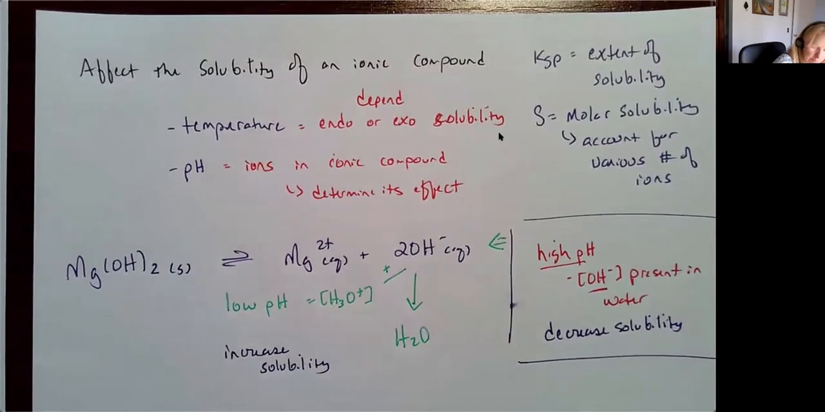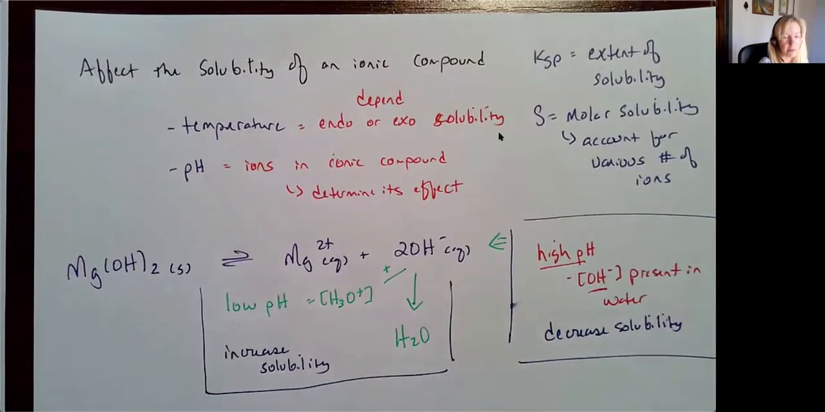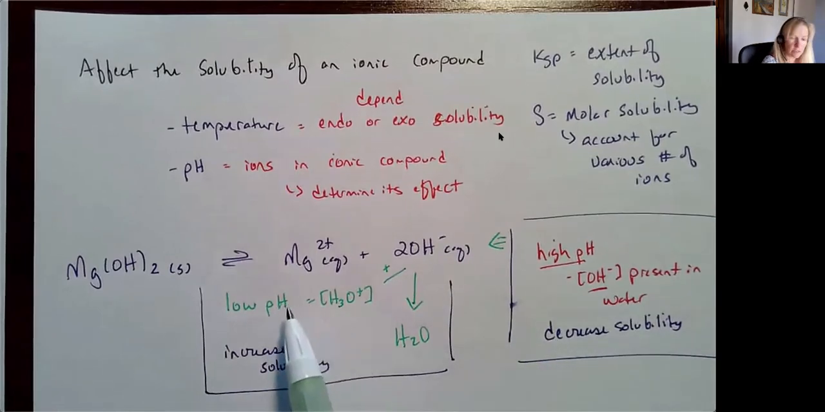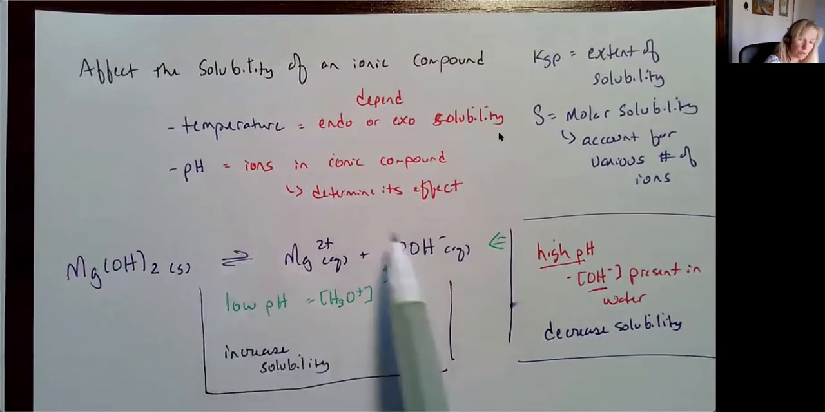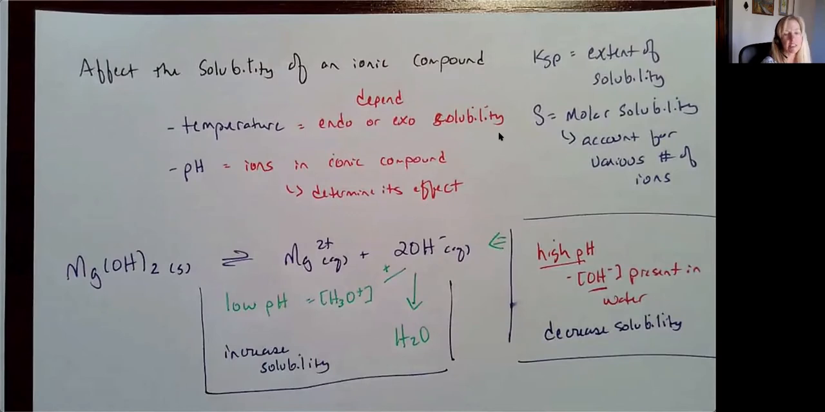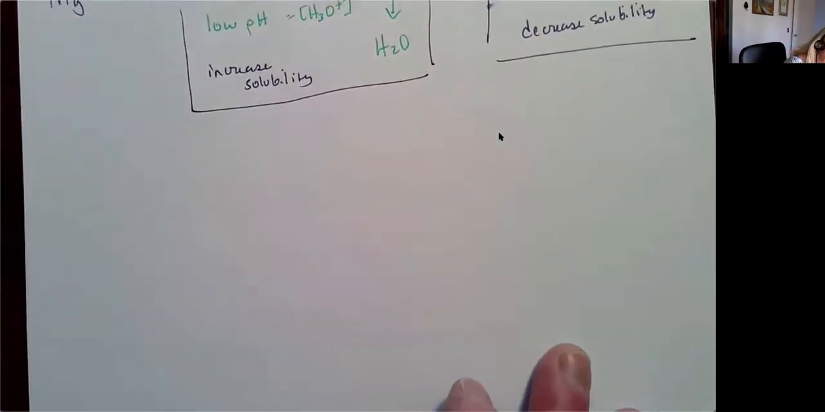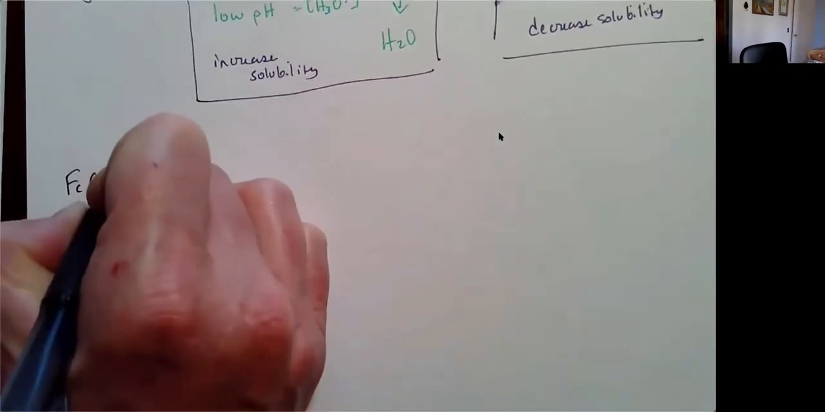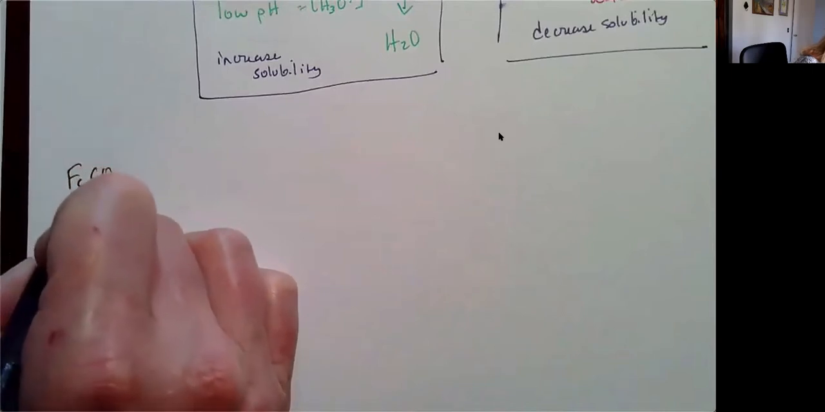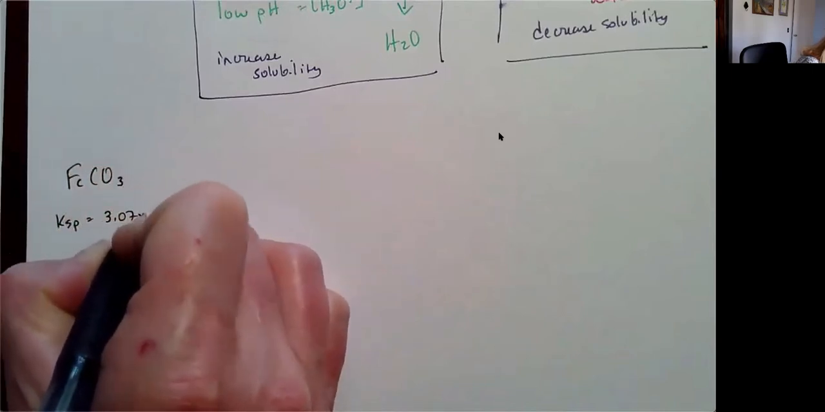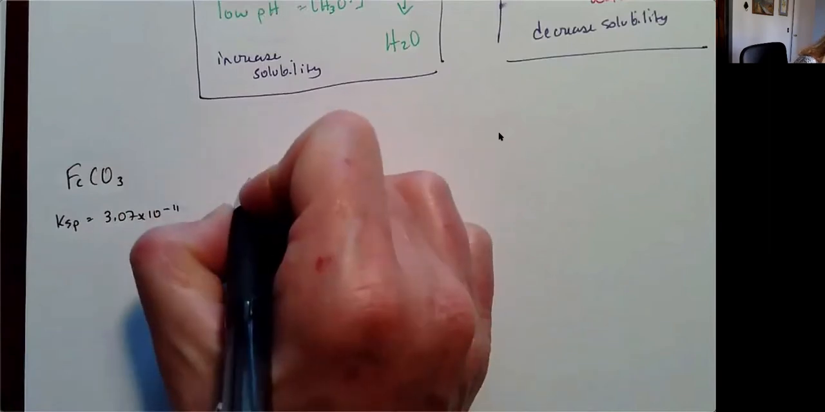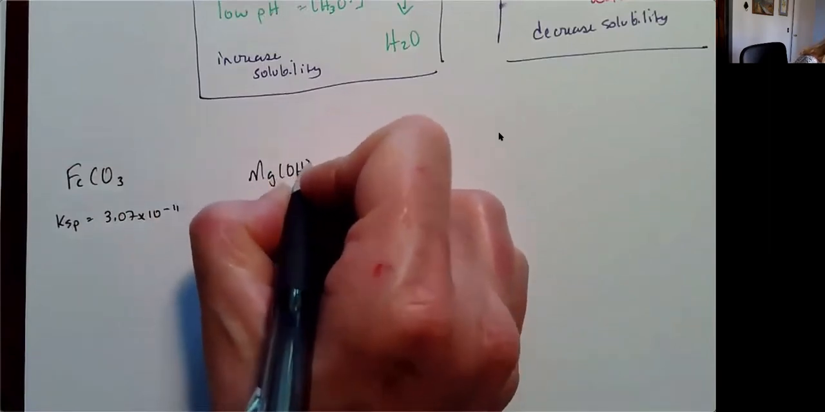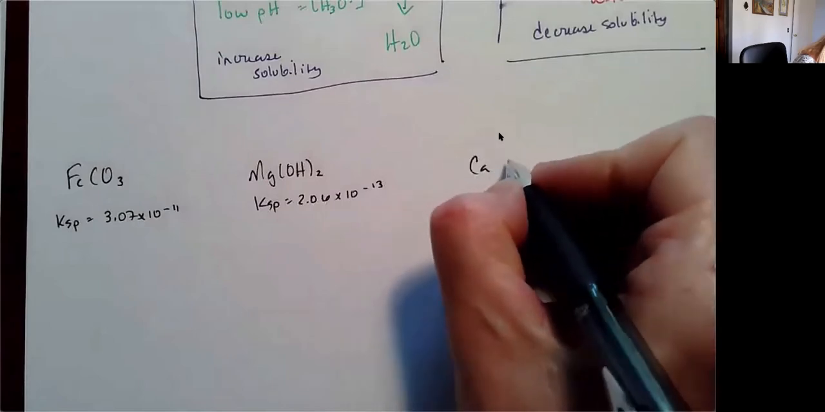So if I had magnesium hydroxide in solution, and I wanted to increase the solubility of that magnesium hydroxide, I'm going to have it in a solution that has a low pH. And then I'm going to see more of this is going to be able to be solvated. So pH is going to have an effect, and it's going to depend on the ions that you have in solution. So let's compare some ionic compounds. Iron carbonate, and this has a KSP of 3.07 times 10 to the minus 11. Let's compare magnesium hydroxide, which we just did, and let's compare calcium hydroxide.